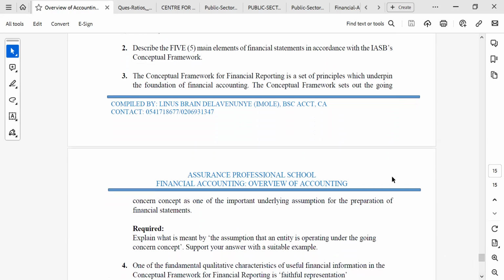The conceptual framework for financial reporting is a set of principles which underpin the foundation of financial accounting. The conceptual framework sets out the going concern concept as one of the important underlying assumptions of the preparation of financial statements. Explain what is meant by the assumption that the entity is operating under going concern. Support your answer with a suitable example. So going concern, if they say a company is operating under going concern, what do we mean?